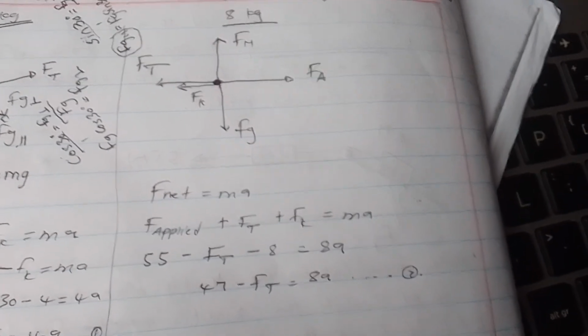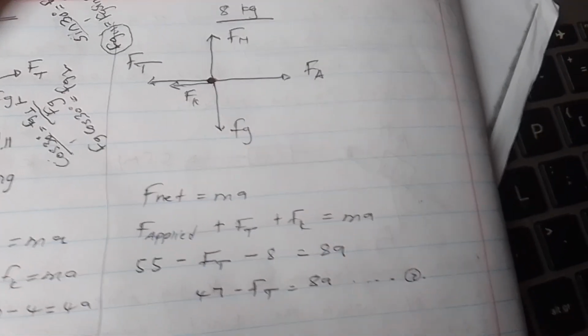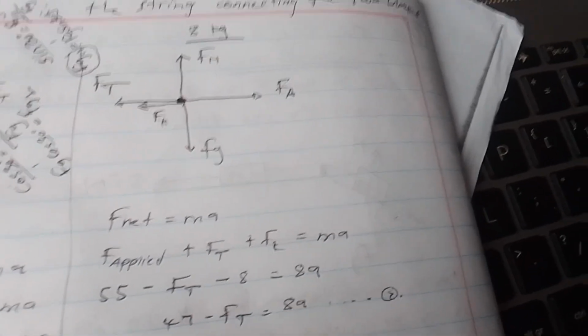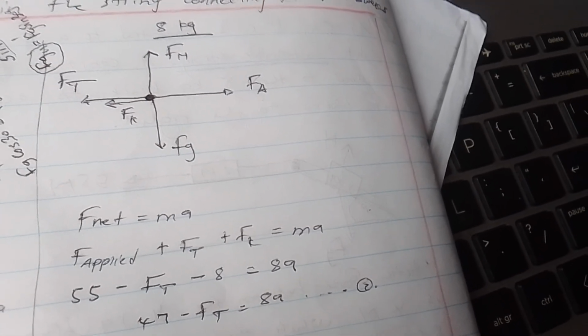Now we are going to work these out simultaneously. It's like simultaneous equations, you know what I mean? On our 4 kg block, don't forget that this thing was horizontal.